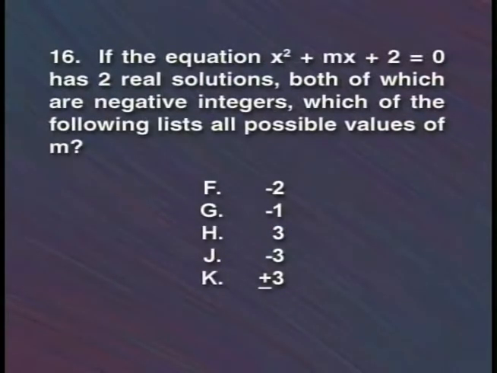Problem 16. If the equation x squared plus mx plus 2 equals 0 has two real solutions, both of which are negative integers, which of the following lists all possible values of m?